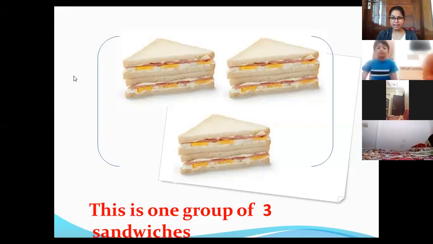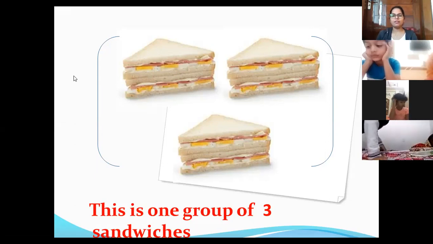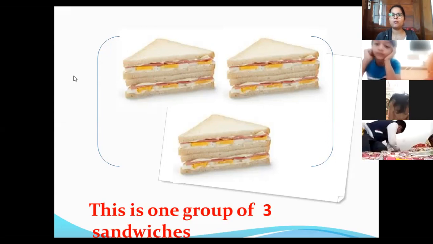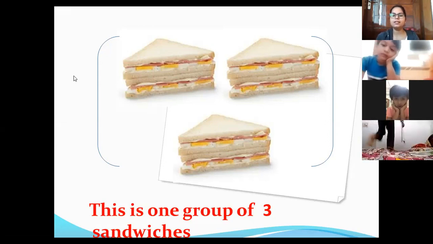So what can we say about these three sandwiches? Okay, we can see that yes, there are three sandwiches and sandwiches are very tasty also, right? But we don't have anything to do with its taste. What we have to do is look at them as a group. So you can see that there are three sandwiches in one group. What we can say is that this is one group of three sandwiches.